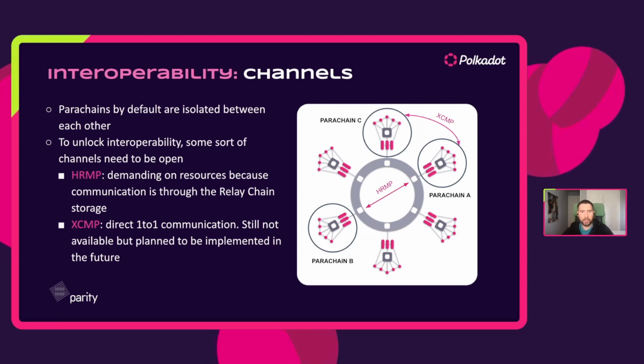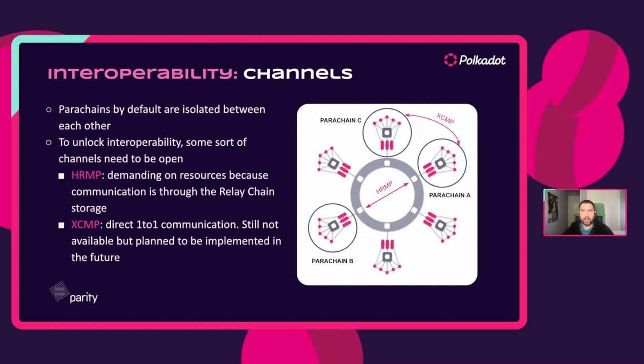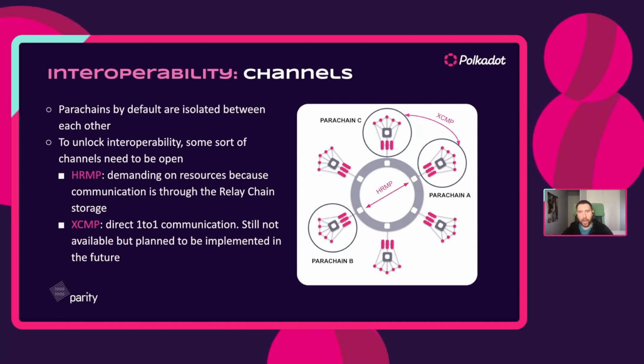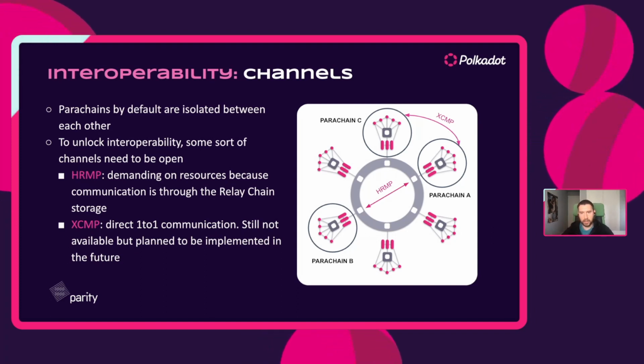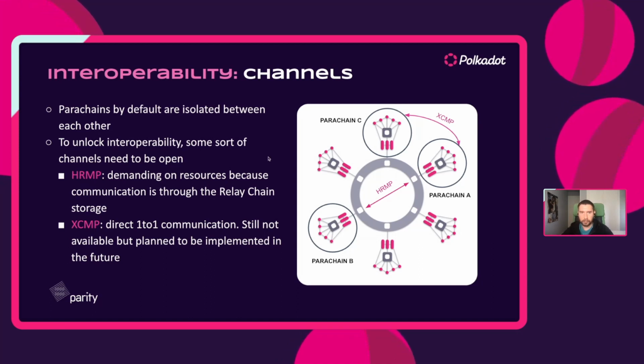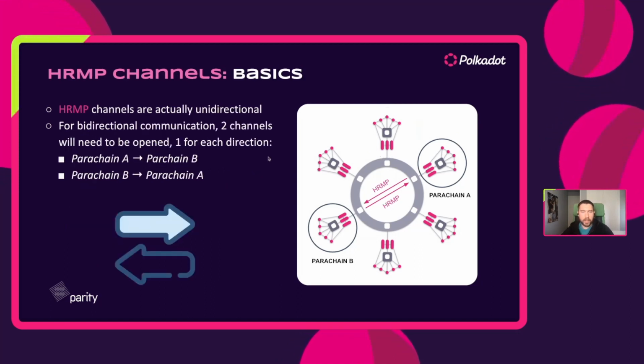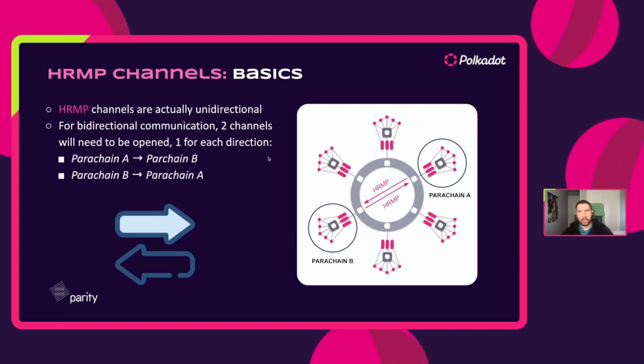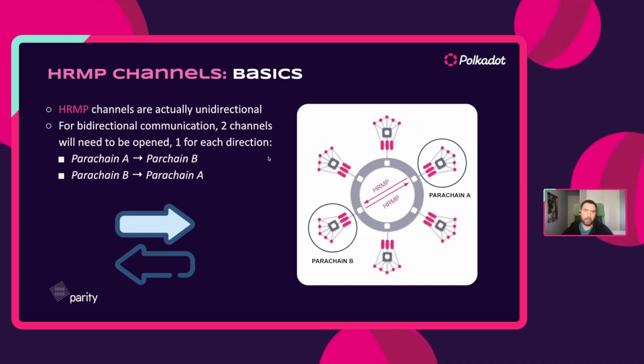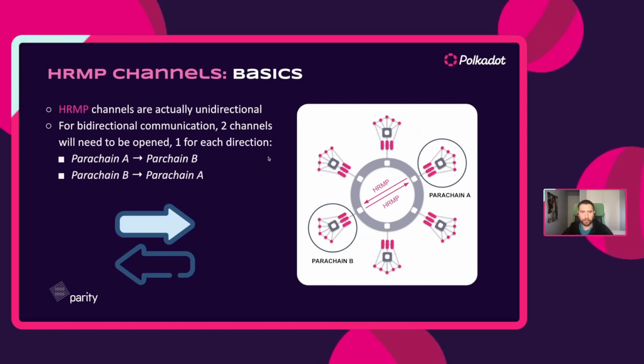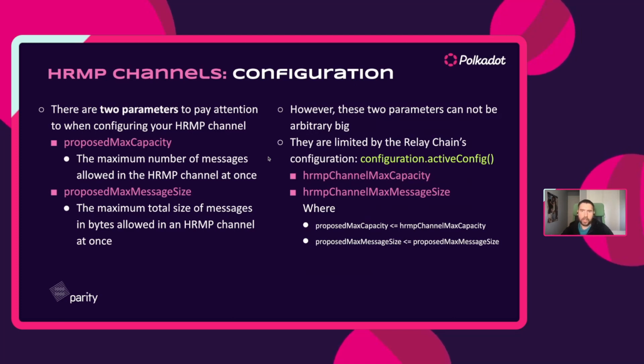The other mechanism would be XCMP. This is not yet implemented, but it will happen in the future. It's a direct one-to-one communication between parachains, bypassing the relay chain. HRMP channels are actually unidirectional. So if you want full bidirectional communication between two parachains, you need to open two HRMP channels, one from Parachain A to Parachain B, and one from Parachain B to Parachain A.